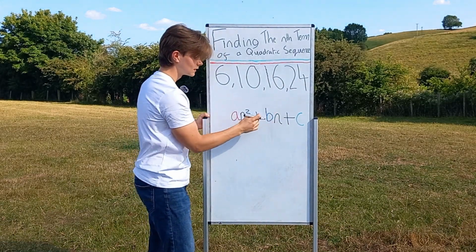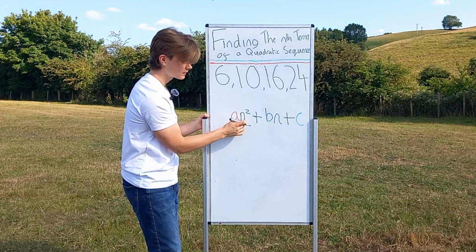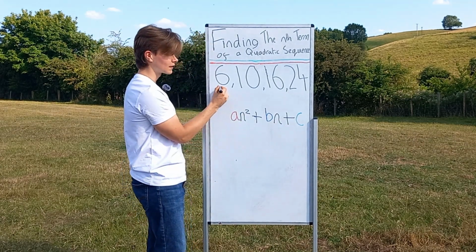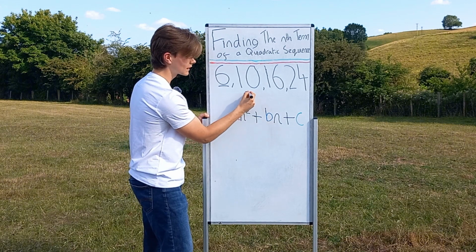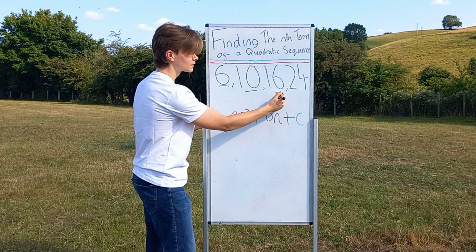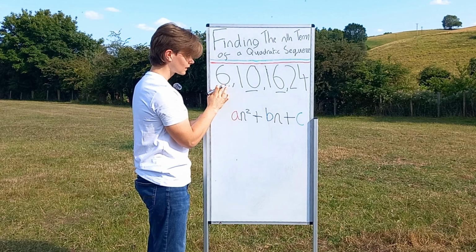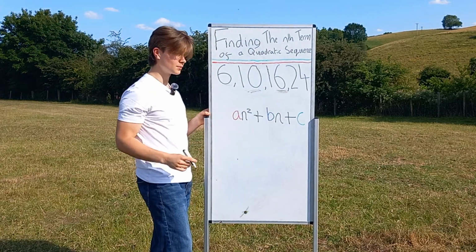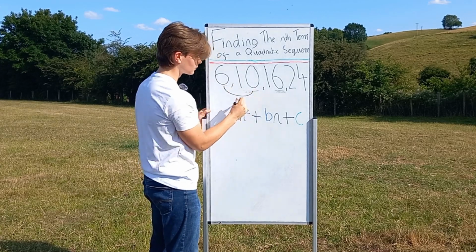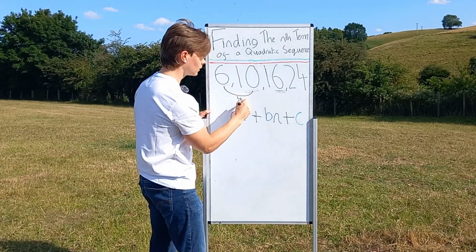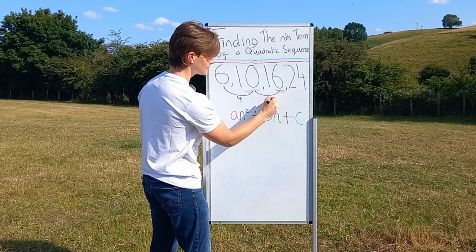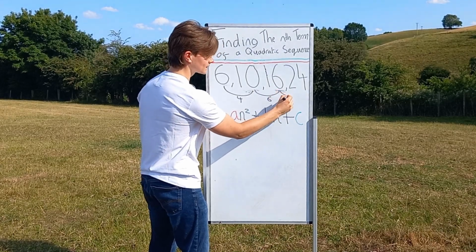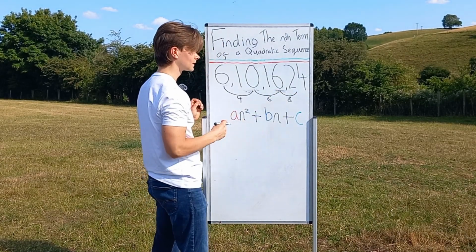represents this sequence. So if we plug in 1 to this expression right here, we should get 6. If we plug in 2, we should get 10. If we plug in 3, we should get 16, and so on. And the first step of this method is to find the difference between each of the numbers. So between 6 and 10 is 4, between 10 and 16 is 6, and then 16 and 24 is 8.